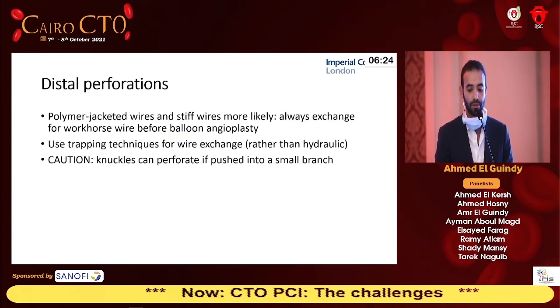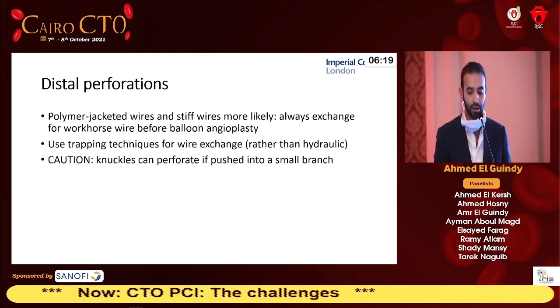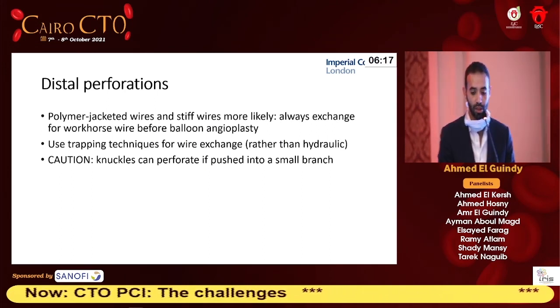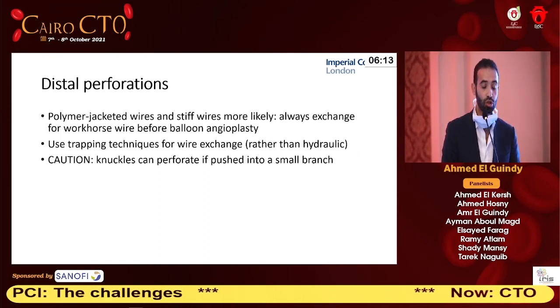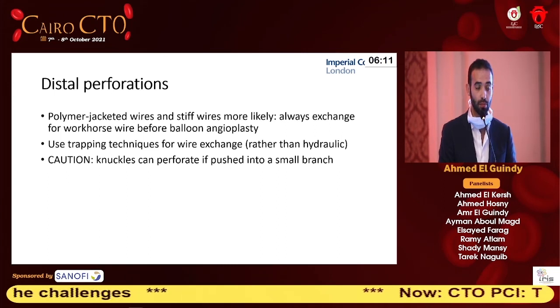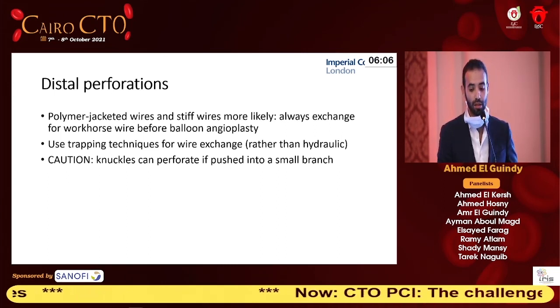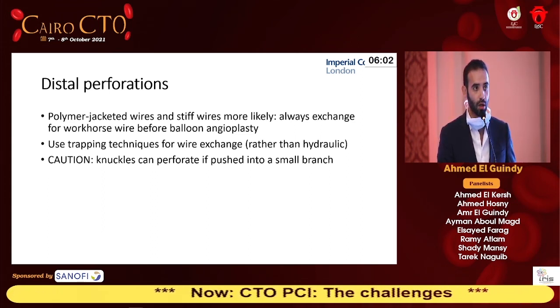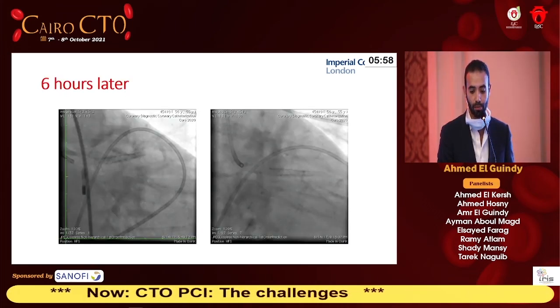So with distal perforations, you want to make sure that you're conscious where your polymer jacketed and stiff wires are situated. We always exchange for a workhorse wire before balloon angioplasty. Use trapping techniques rather than a hydraulic method for removal of your microcatheter. And remember that knuckles, they're very safe, yes, and we always trust the knuckle, but if you push a knuckle too far into the distal part of a branch or a side branch, you can perforate distally.